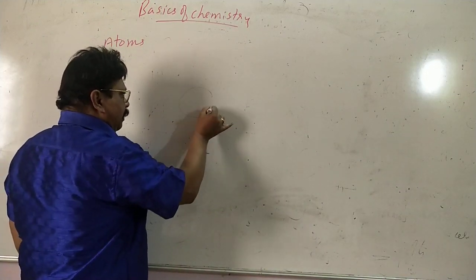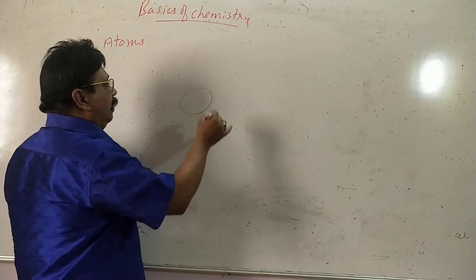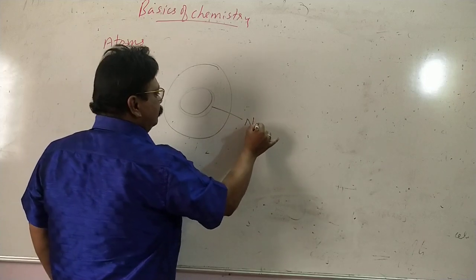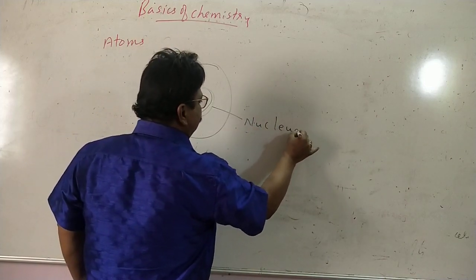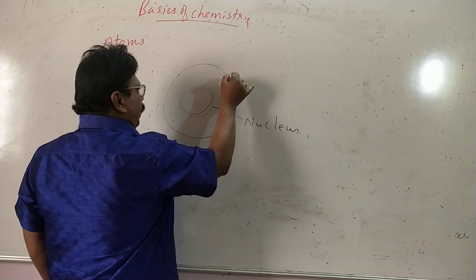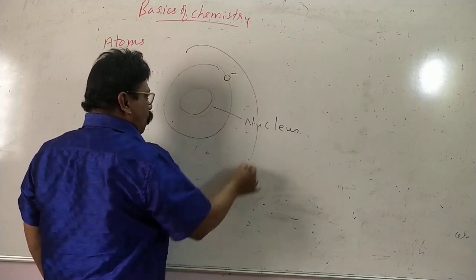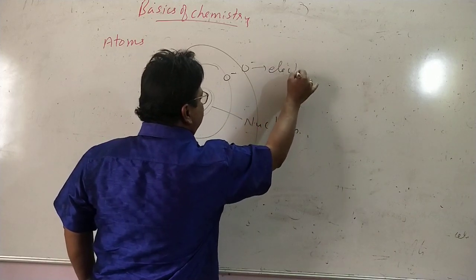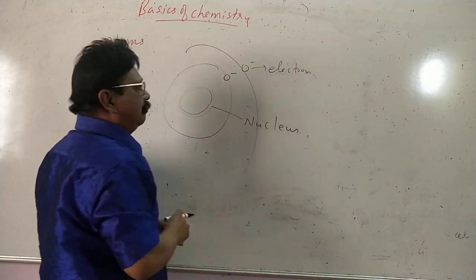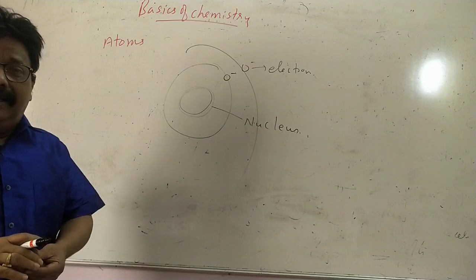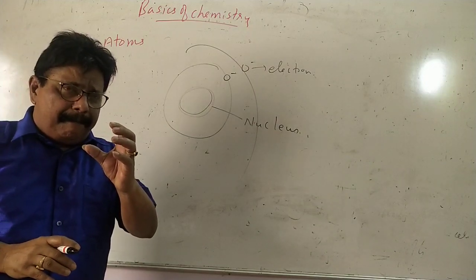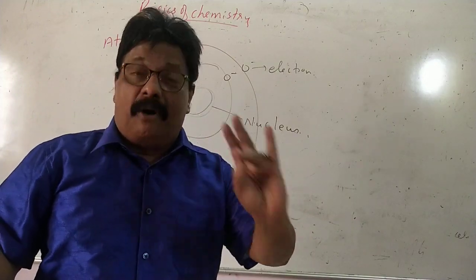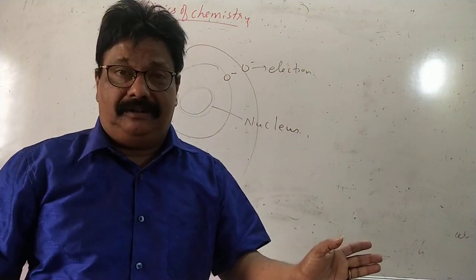The first thing that comes to your brain is the nucleus. Around this, the negatively charged electrons are moving about. The fundamental particles of our atoms are electrons, protons, and neutrons.